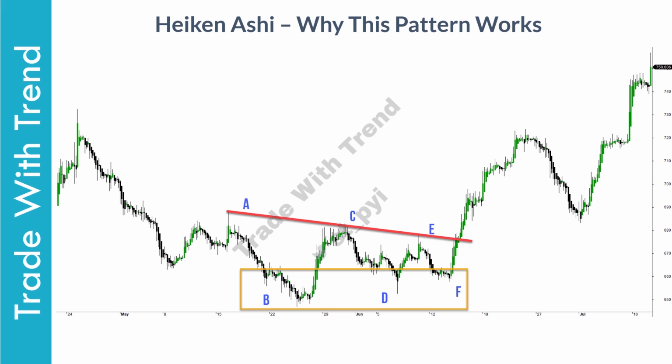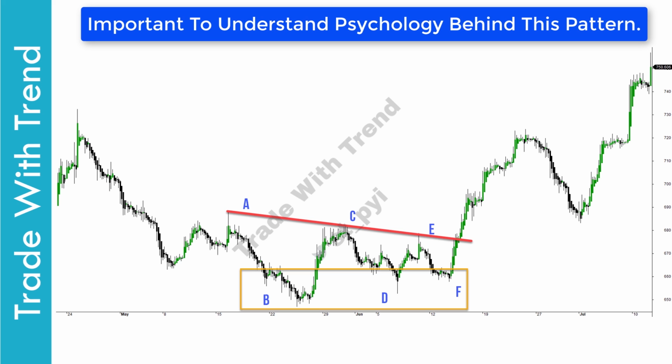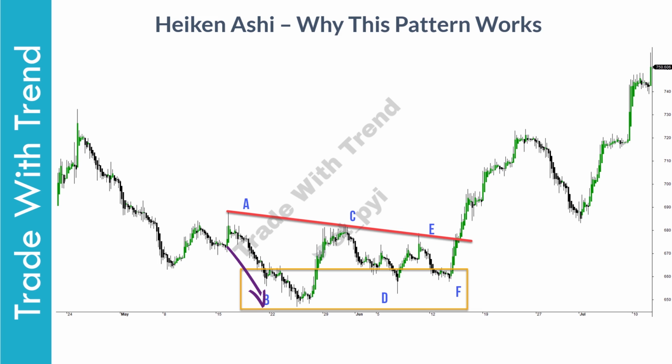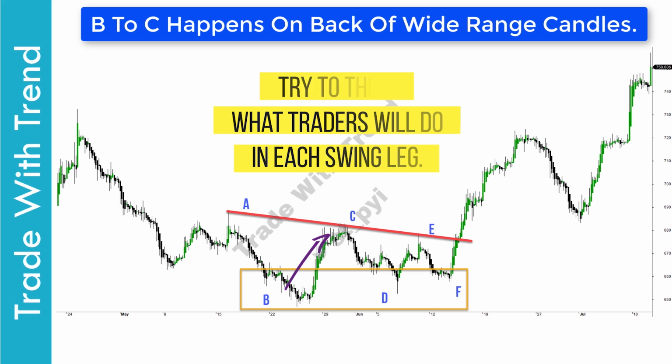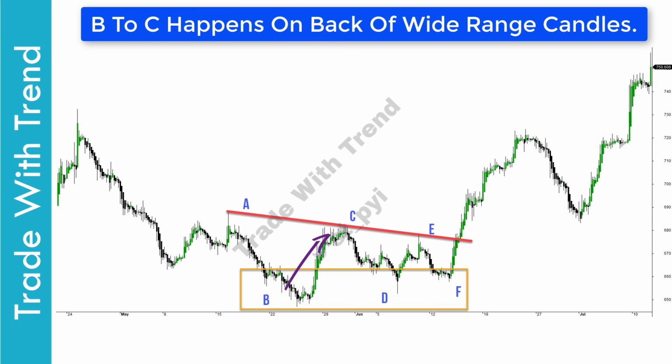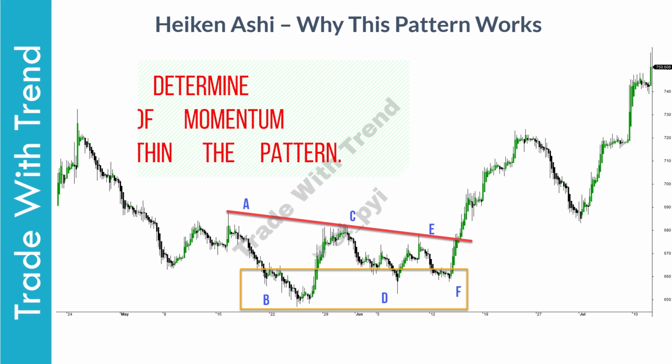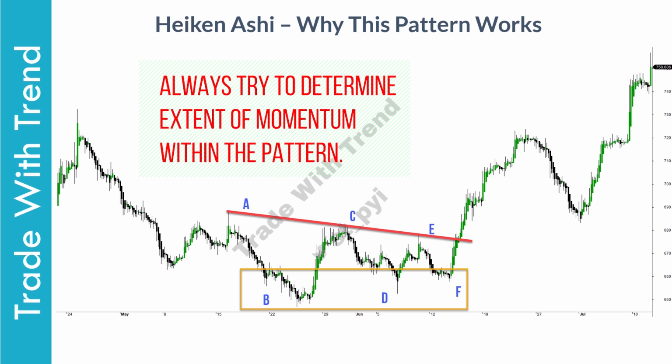Let us now understand why this swing trading pattern works. If you look at the swing move from point A to B, momentum is clearly visible. Most of the Heikin Ashi candlesticks represent strong trend on the downside. At this instance, most traders would be short in this stock. From here on, the swing move from B to C happens on strong momentum as well. This comes on back of wide range Heikin Ashi candlesticks, and this is where traders would prefer going long. That is, those who were short would actually reverse their positions and go long in the market.